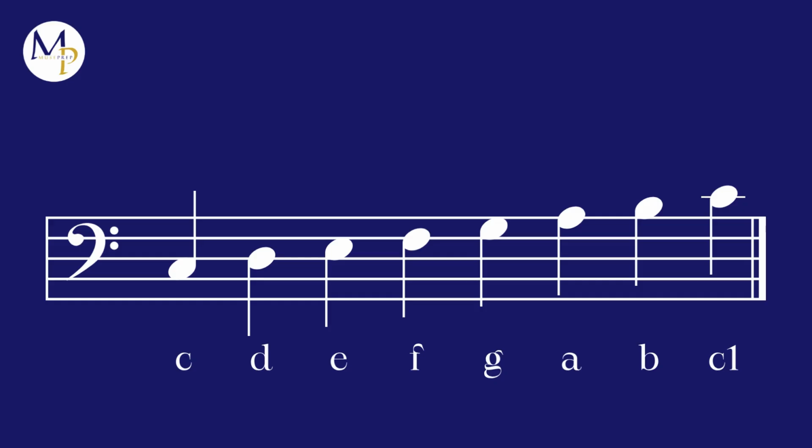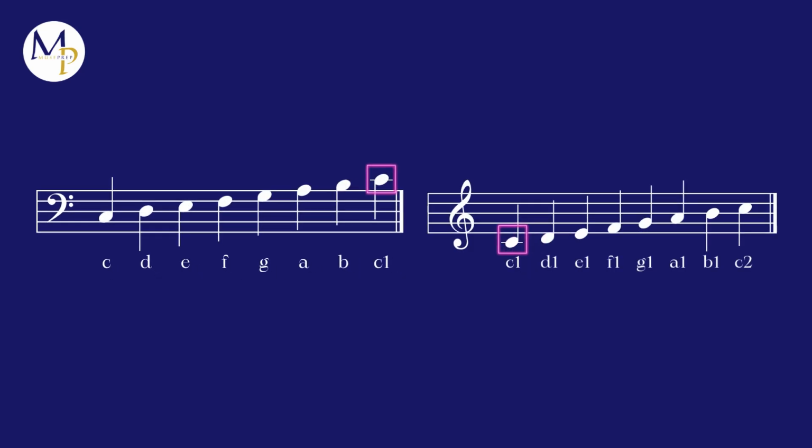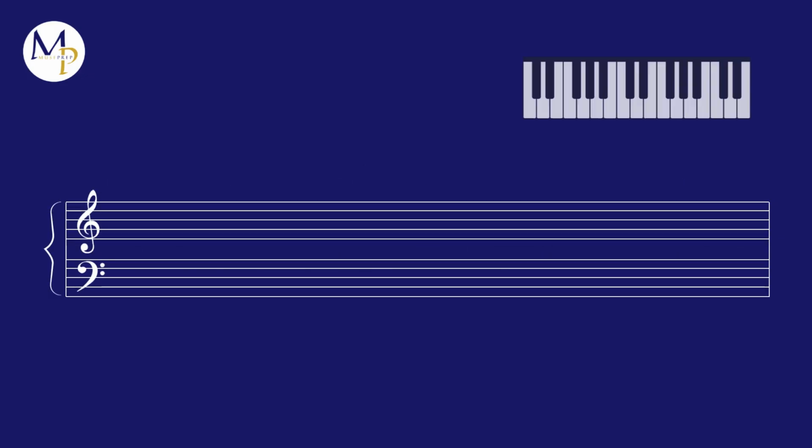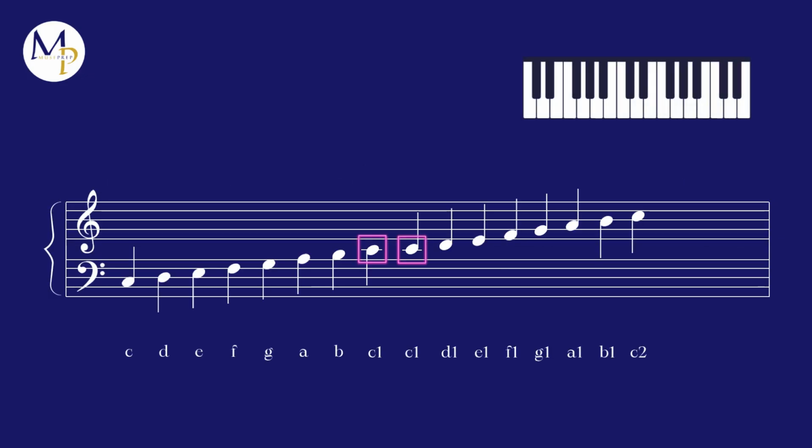As you can see, C1 is on the first ledger line, and it is the same note as C1 in the treble clef. If you combine two staves with treble and bass clefs, as with the piano, this note is the common link between the staves.